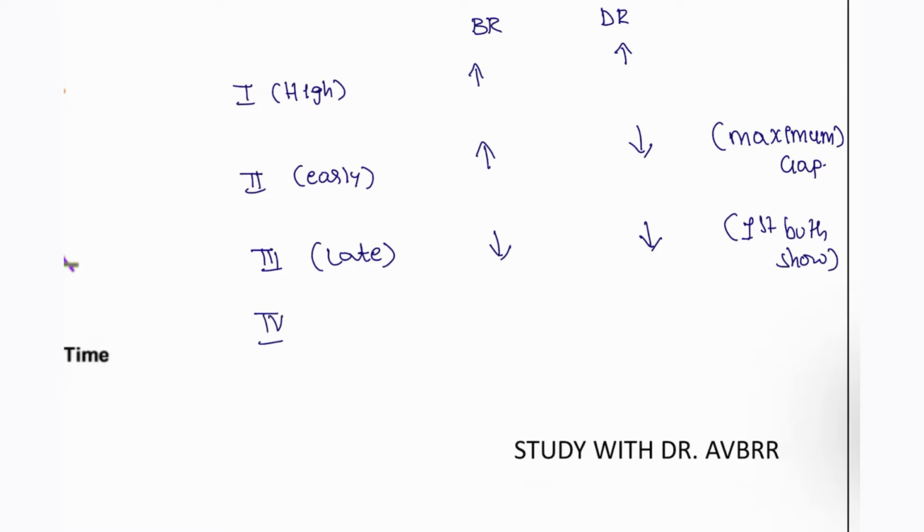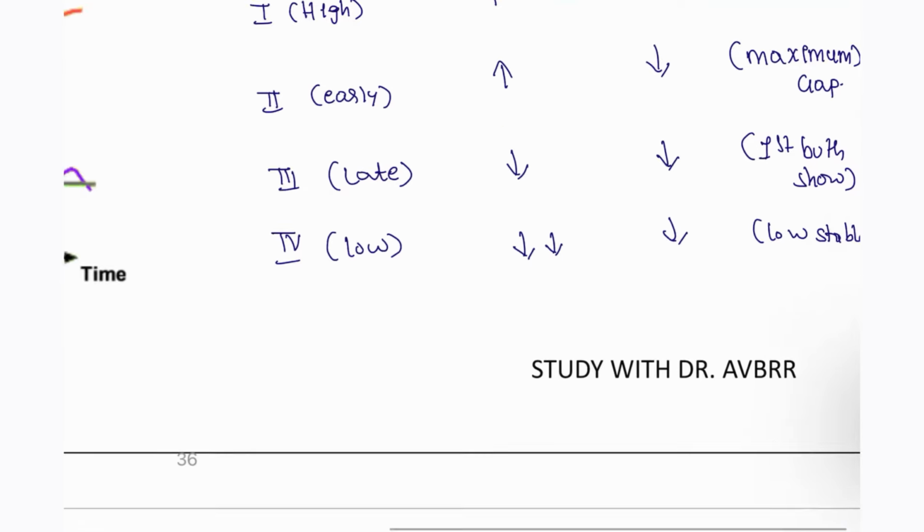Next, the fourth stage is known as low stationary. So here again the birth rate will decline more and more, and slowly the death rate is going to decline. So this is known as a low stable gap between the both in population growth.